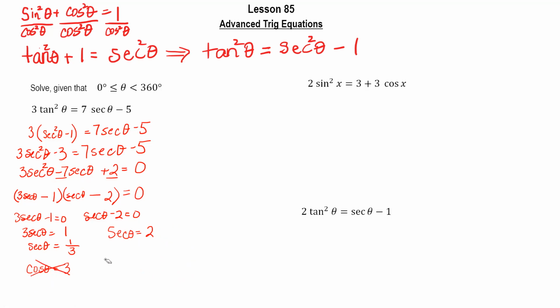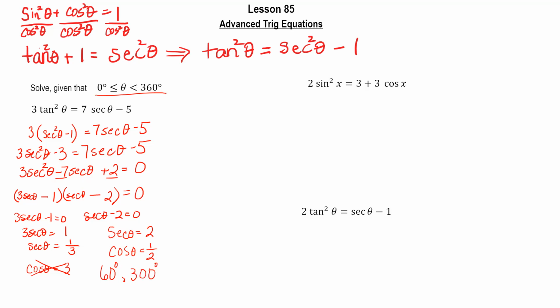All right, and then we have secant theta equals 2. Well, secant is the reciprocal of cosine, as I just was saying. And so this means that cosine theta would be 1/2. And since we want to know all angles between 0 and 360 that have a cosine of 1/2, that's going to be your 60-degree angle and 300.